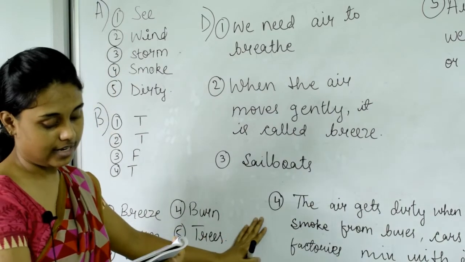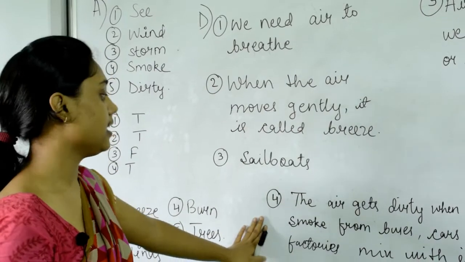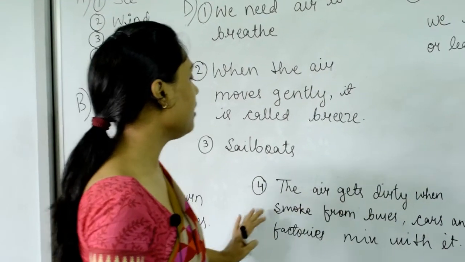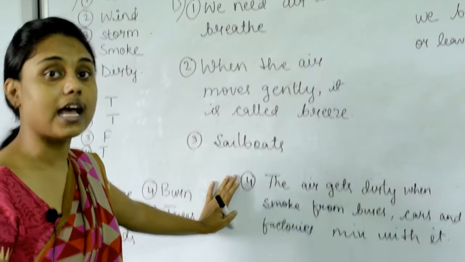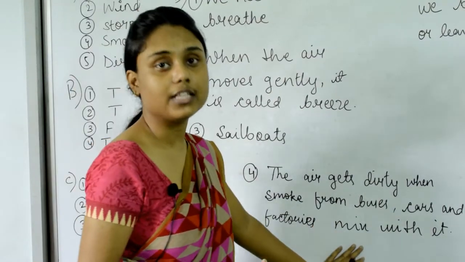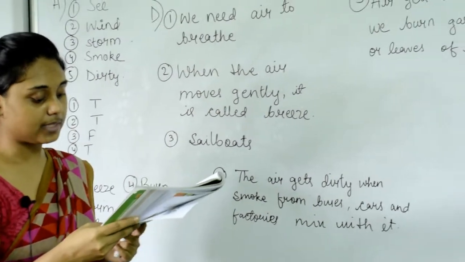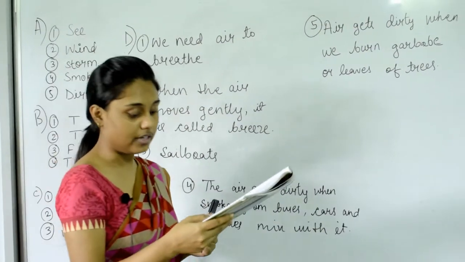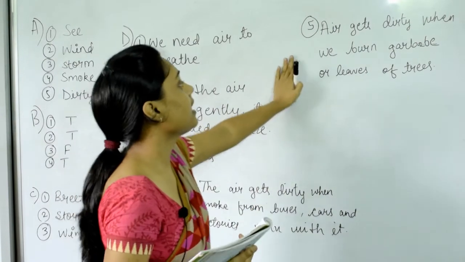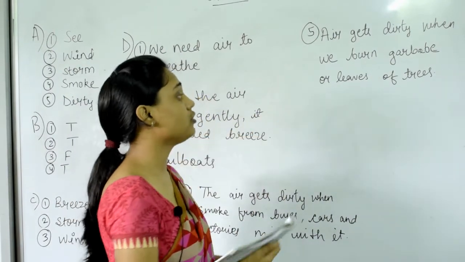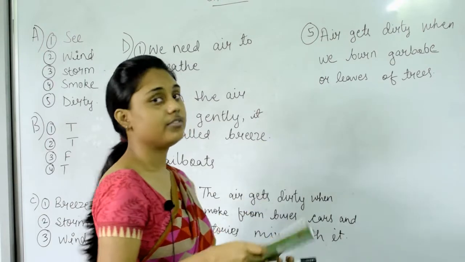Now fourth question: what makes the air dirty? The air gets dirty when smoke from buses, cars and factories mixes with it. Last question: what happens when we burn garbage or leaves of trees? Air gets dirty when we burn garbage or leaves of the trees.